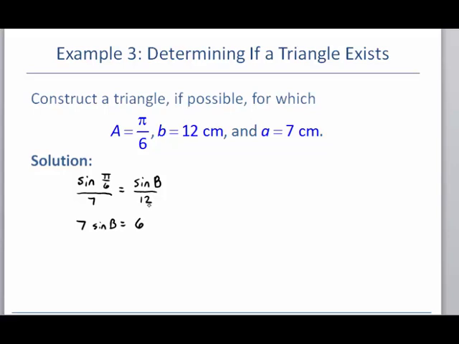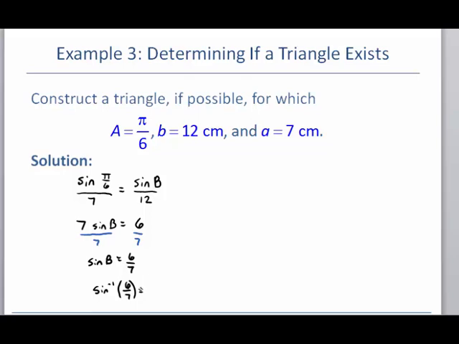Now we want to solve for angle B, and so we're going to divide both sides of this expression by 7 so that we isolate the term that has the B in it. So we have sine of B is equal to 6 over 7. Now recall that if you're finding an angle, you want to use your inverse trig function. So we're going to use sine inverse of 6 over 7.